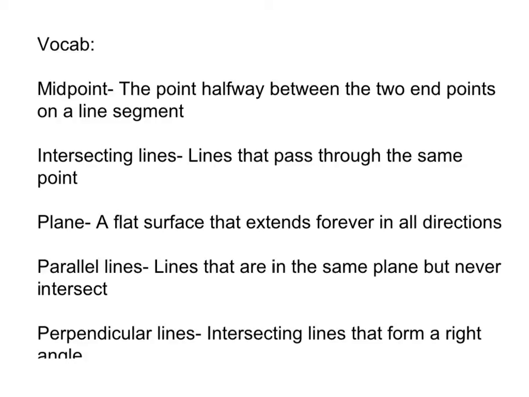We have midpoint, which is the point halfway between the two endpoints on a line segment. Intersecting lines are lines that pass through the same point. A plane is a flat surface that extends forever in all directions. Parallel lines are lines that are in the same plane but never intersect. And perpendicular lines are intersecting lines that form a right angle. That word got cut off a little bit, but it is angle.